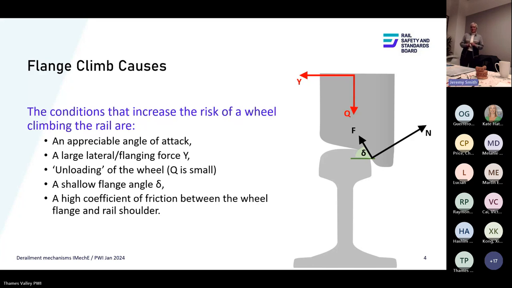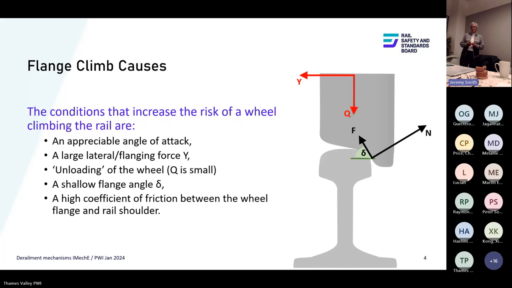What makes it happen? The conditions that increase the risk of a wheel climbing the rail are an angle of attack, so the vehicle isn't pointing in a straight line, it's pointing off to the side, so the wheel is wanting to climb up the rail rather than roll straight forward. A large lateral flanging force, so something pushing it sideways, and we'll come to what some of those might be. The unloading of the wheel, so that the Q force, the wheel load on that wheel, is low, less force keeping it on, makes it easier for it to climb off.